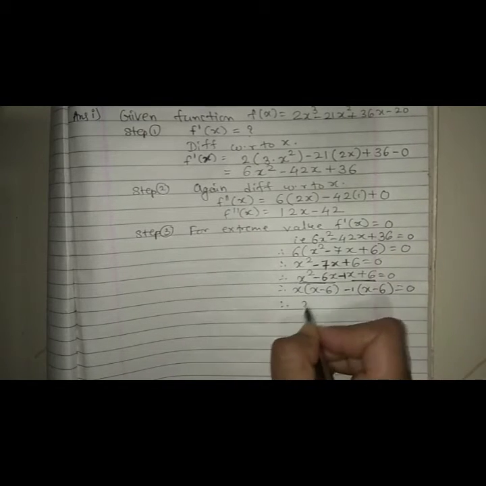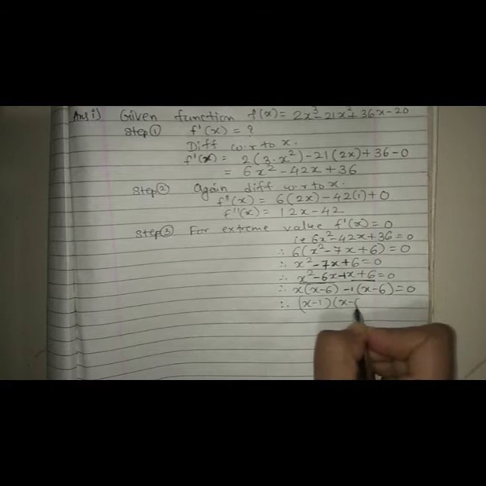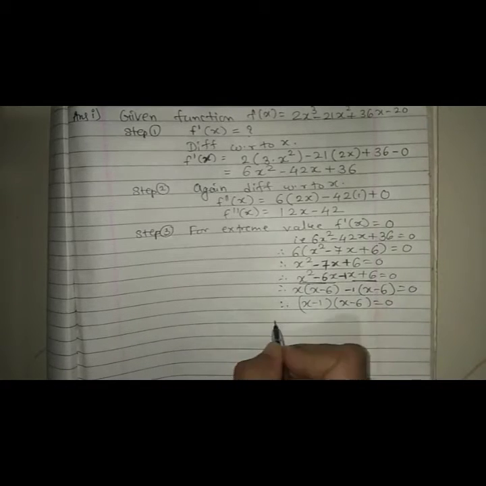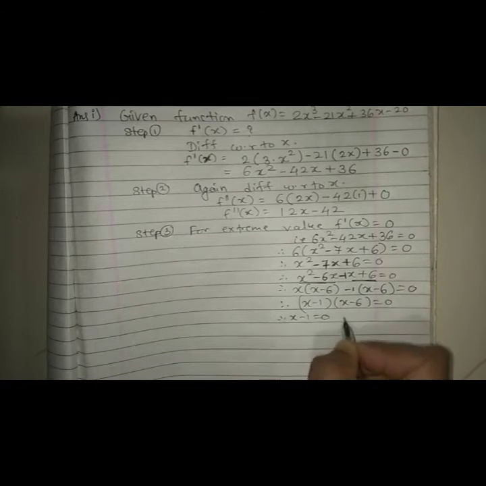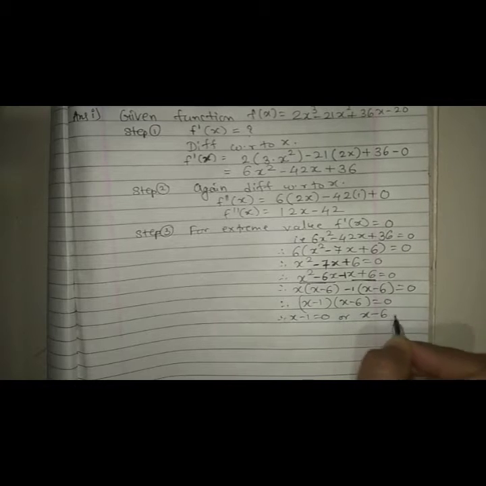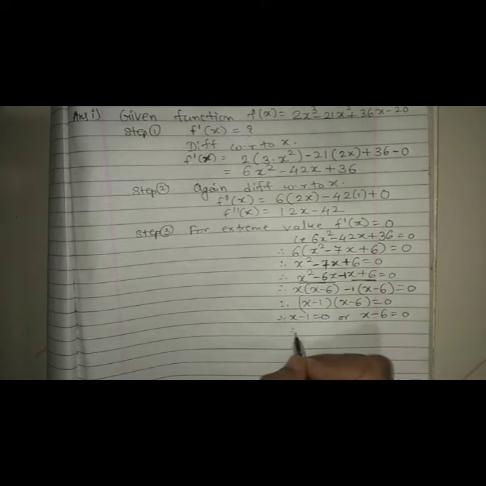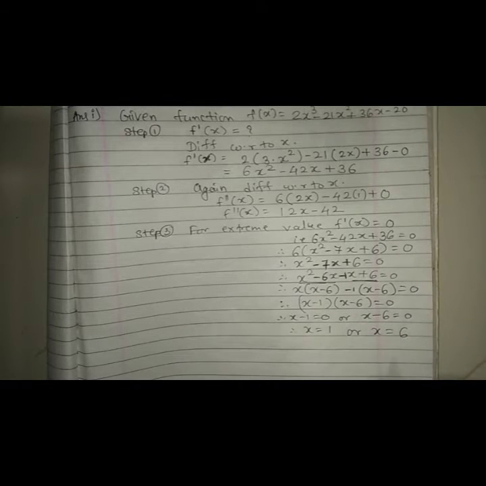Therefore, write the factors (x − 1)(x − 6) = 0. Therefore, x − 1 = 0 and the other factor x − 6 = 0. We get x = 1 or x = 6. Now step 4 is to substitute the value of x in step 2.